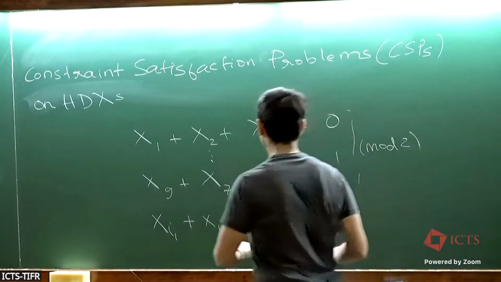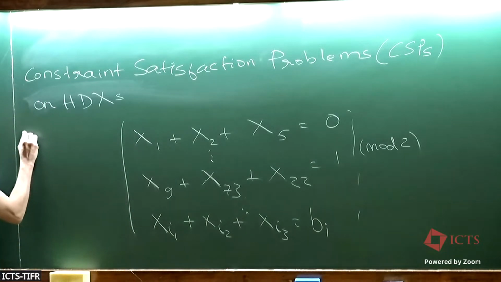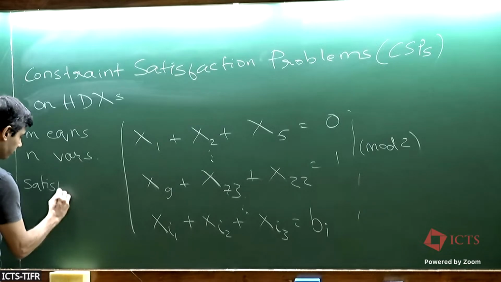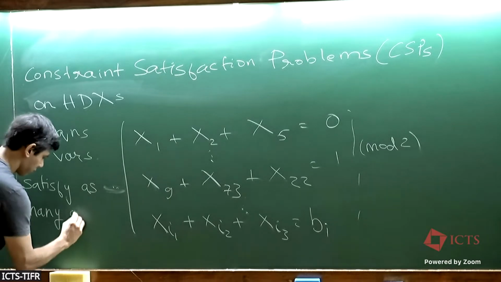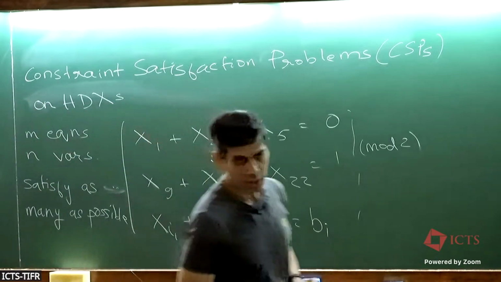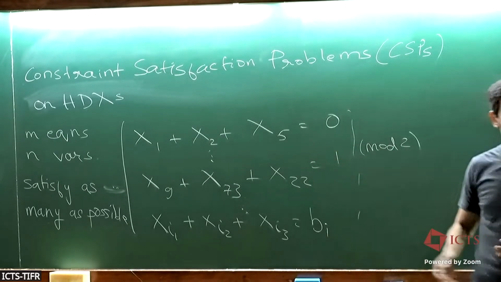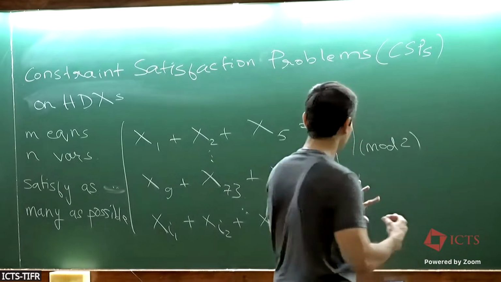And we are given a bunch of equations in, let's say, n variables, m equations, n variables, and the goal is to satisfy as many as possible. And by satisfy, I mean choose values for the variables so that the left-hand side equals the right-hand side for as many equations as possible. Okay. Definition okay for everybody? All right. So now, what does it mean for a CSP to be on an HDX?